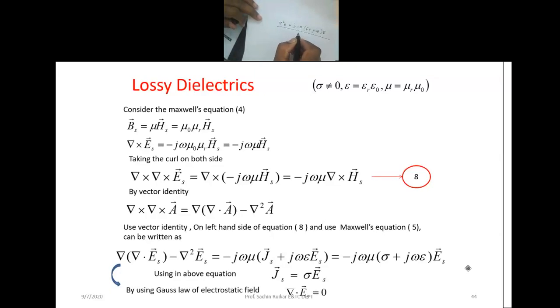Now here, this particular factor is called gamma square, and generally we say that gamma is equal to alpha plus j beta. Gamma square is j omega mu times sigma plus j omega epsilon, and if you solve it, gamma becomes the square root of j omega mu into sigma plus j omega epsilon.